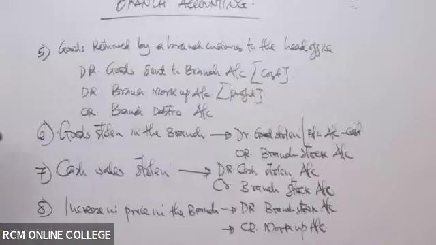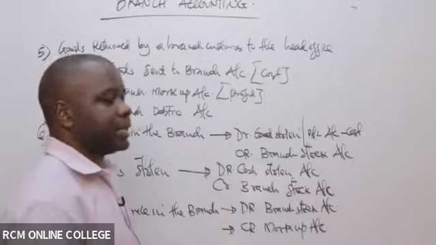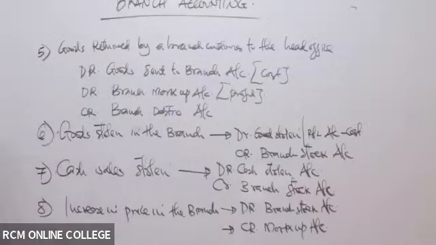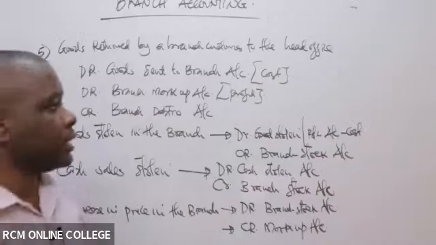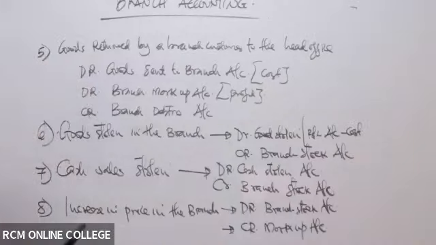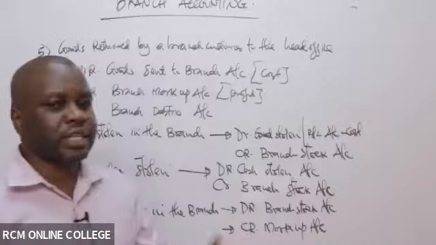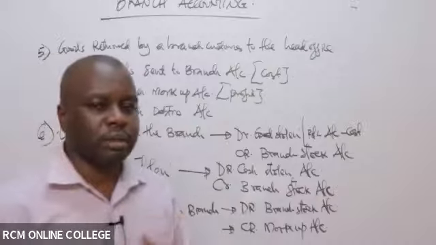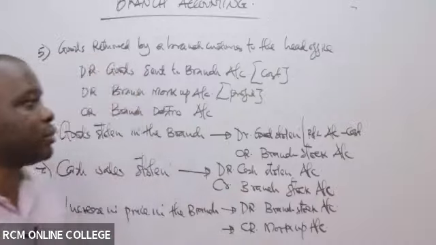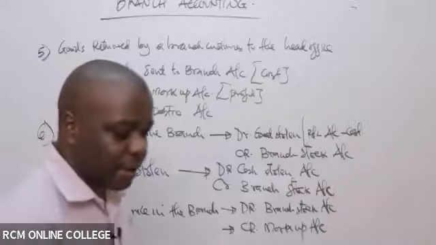Then the very last one: there can be a transfer of goods from one branch to another. So there are a number of branches, for example, 10 branches. Then it happens that maybe branch A has transferred goods to branch B. So the accounts of the receiving branch will be affected, and the branch that sends out the goods will also be affected. One branch receives the goods being transferred, and the other loses them. So the accounts of the two branches will be affected.